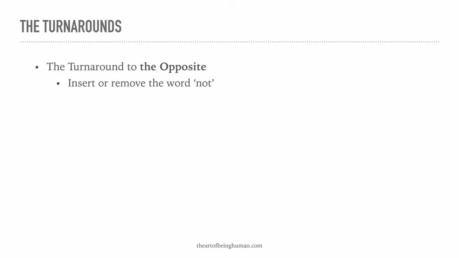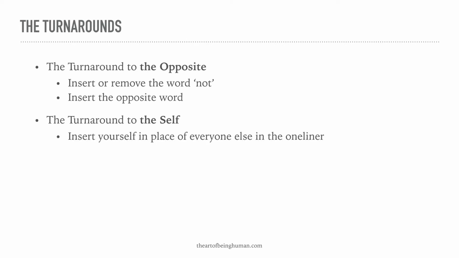Okay, summing up. There are three basic types of turnarounds. The turnaround to the opposite, where you insert or remove the word "not," or insert the opposite word. The turnaround to the self, where you insert yourself in place of everyone else in the one-liner. And the turnaround to the other, where you swap the pronouns to get back into your own business.